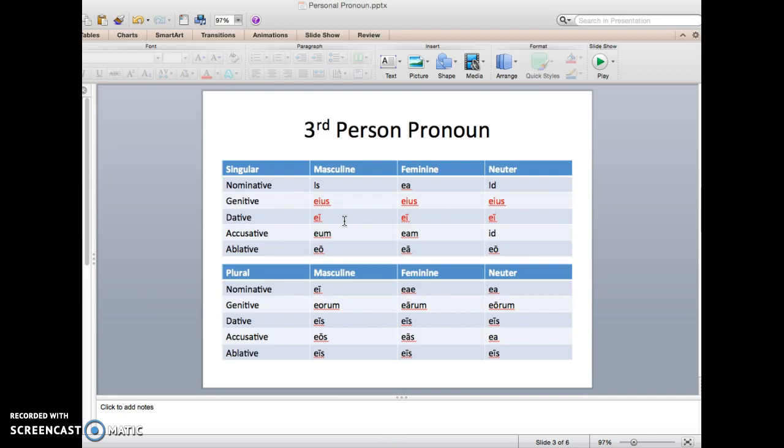But otherwise, the big thing that we're going to realize is that the stem of this pronoun for almost all of them is an E. If we look, we see E's in every case but the nominative singular in the masculine. We see E's for every case in the feminine, and then we see E's for every case in the neuter except for in the nominative, and there by default in the accusative as well, right? We see I's. So generally the stem is E.